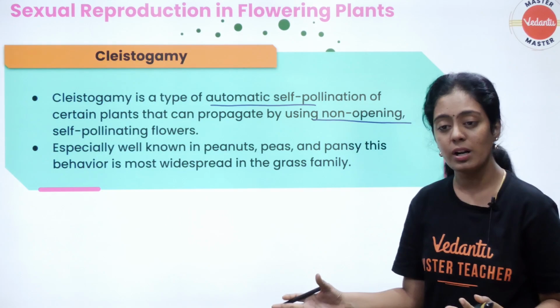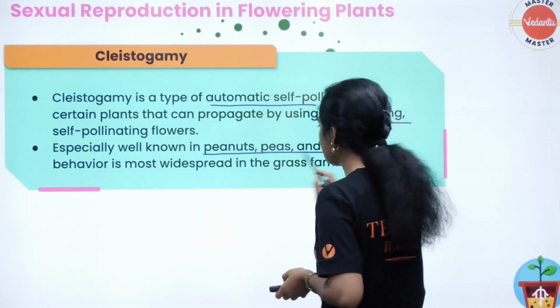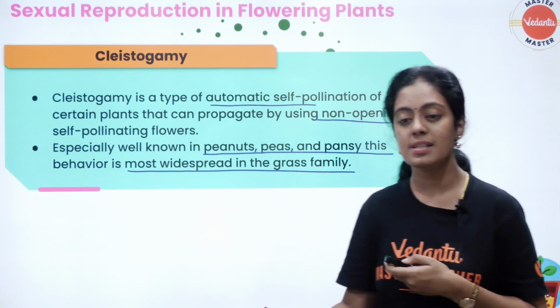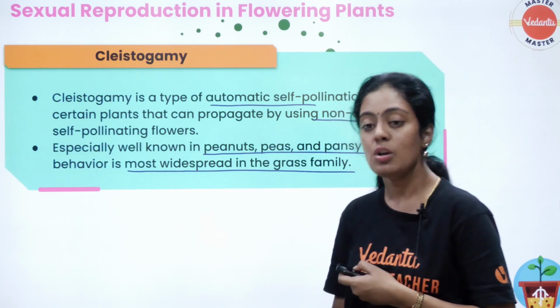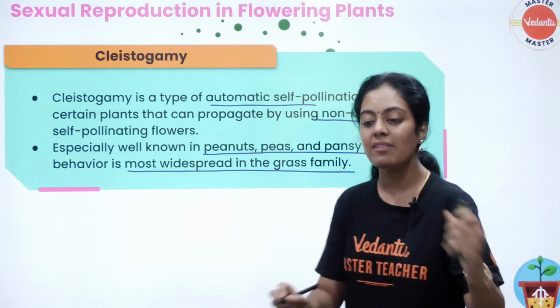A very important point: where do you see clistogamy? You see it in peanuts and peas. It is very important in the grass family. All your monocots exhibit clistogamy. So the difference between chasmogamy and clistogamy is very important.